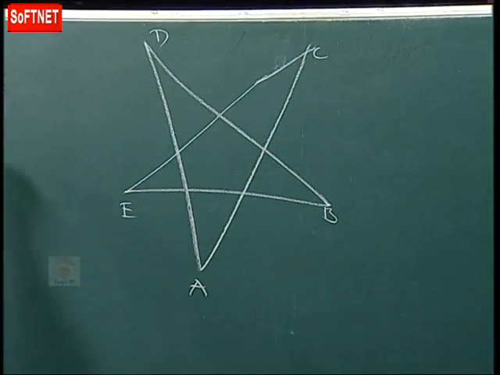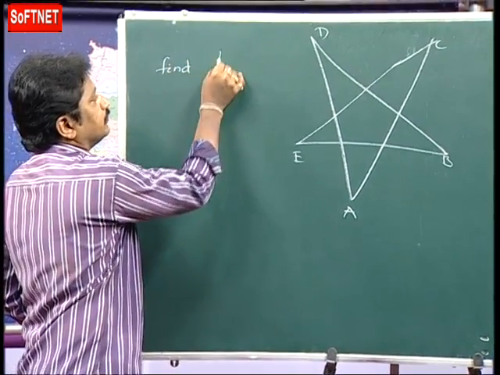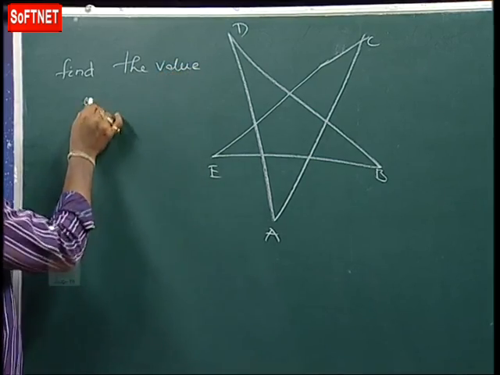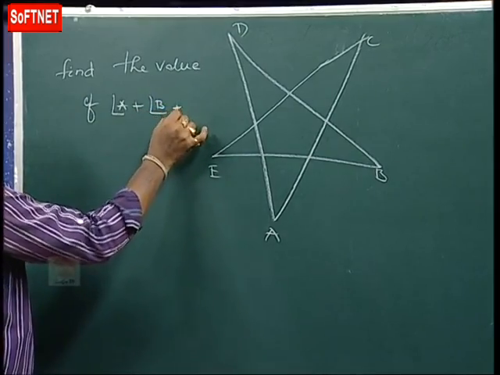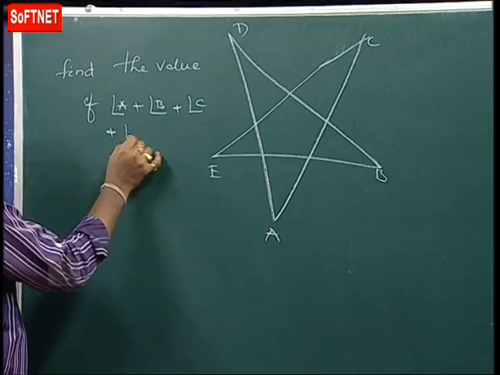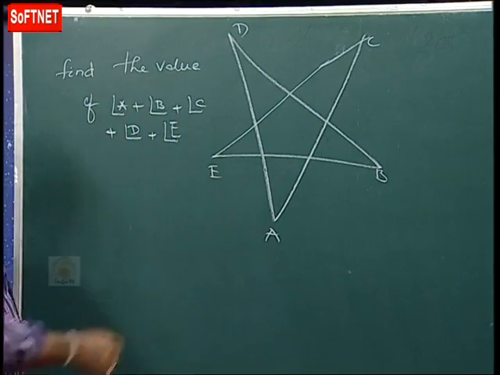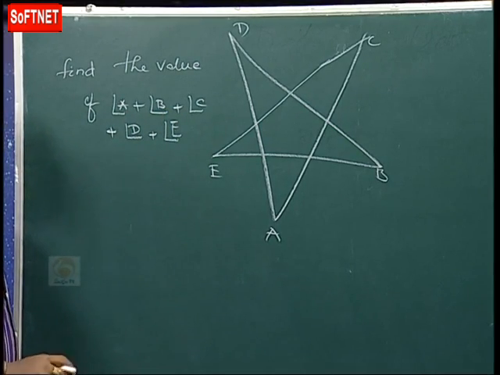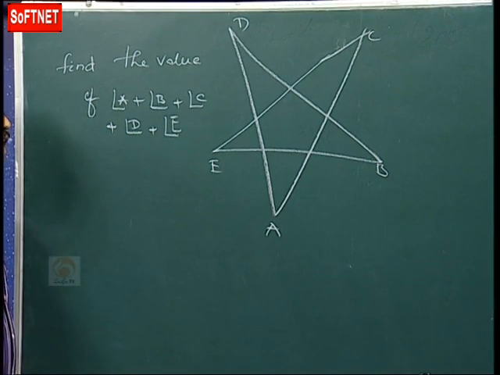The question is, find the value of angle A plus angle B plus angle C plus angle D plus angle E. Okay, then how to do it?